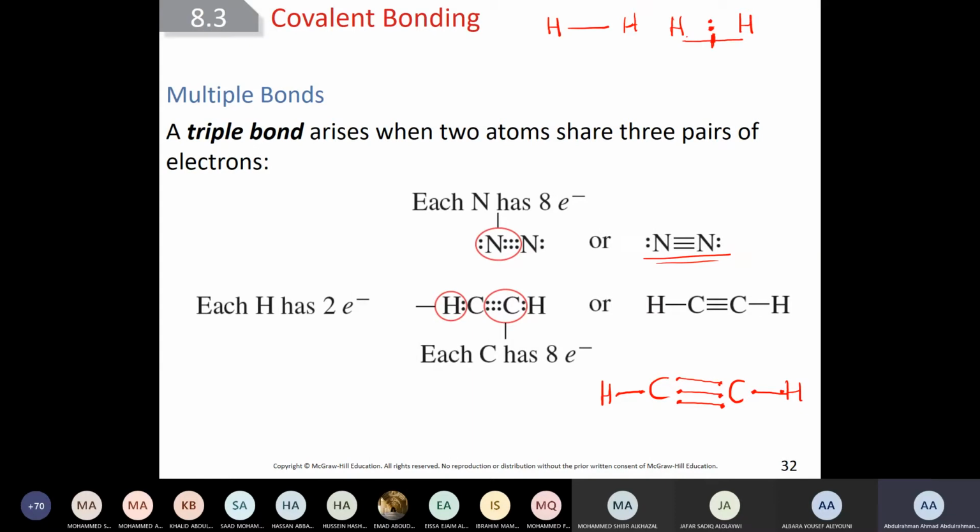If we have oxygen with oxygen, this is the Lewis structure of oxygen with oxygen. And again, I want to ask you now, is this the right Lewis structure for the oxygen?